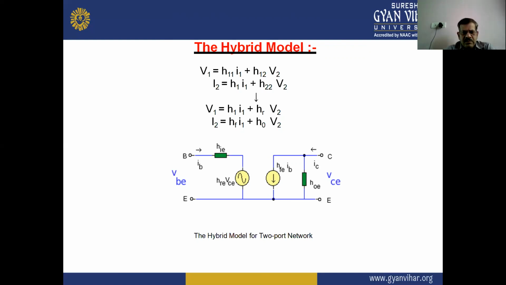The hybrid model for the two-port network is shown in this diagram. Here V1 equals H11 I1 plus H12 V2, and I2 equals H21 I1 plus H22 V2, and also V1 equals Hi I1 plus Hr V2, and I2 equals Hf I1 plus Ho V2. These are the values of voltages and currents of this two-port network, that is the hybrid model.